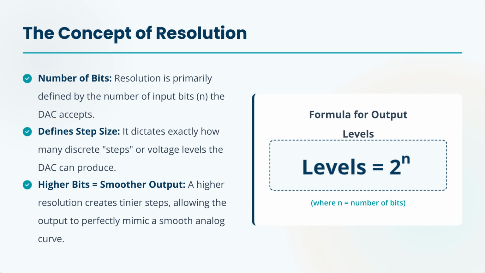DAC resolution is defined by the number of input bits, N. This dictates the step size. A higher number of bits creates tinier steps, allowing the output to perfectly mimic a smooth analog curve. The number of output levels is equal to 2 to the power of N.